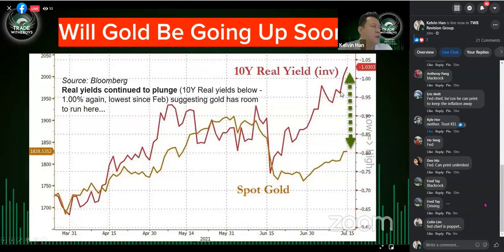So what do you think? Do you think that the inverse yield will come down to meet gold, or that gold will go up to meet the inverse yield? Give me your answer right now, everybody. Do you think gold will go up or the yield will come down? Gold up, or yield down? Okay, what do you think, guys? Let me see your answer right now. Today's Friday.